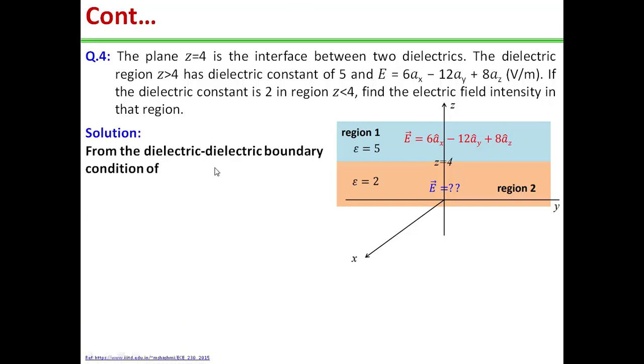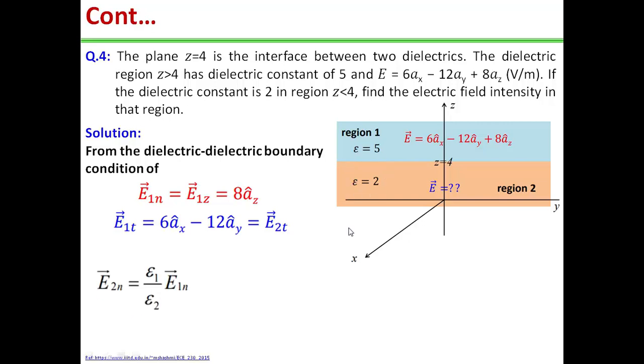From the dielectric boundary condition, we know that the normal component of electric field in region 1 is 8az. This is the normal component of electric field, that is E1n. And the tangential component of electric field in region 1 is 6ax minus 12ay. That is E2t. So the tangential component of electric field will remain the same, whereas the normal component will not be the same. It will be related to the dielectric constant of the regions.